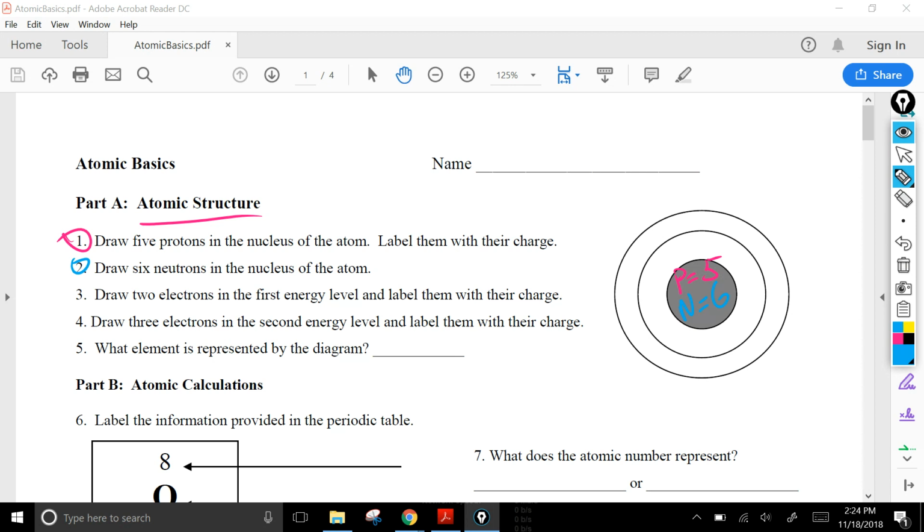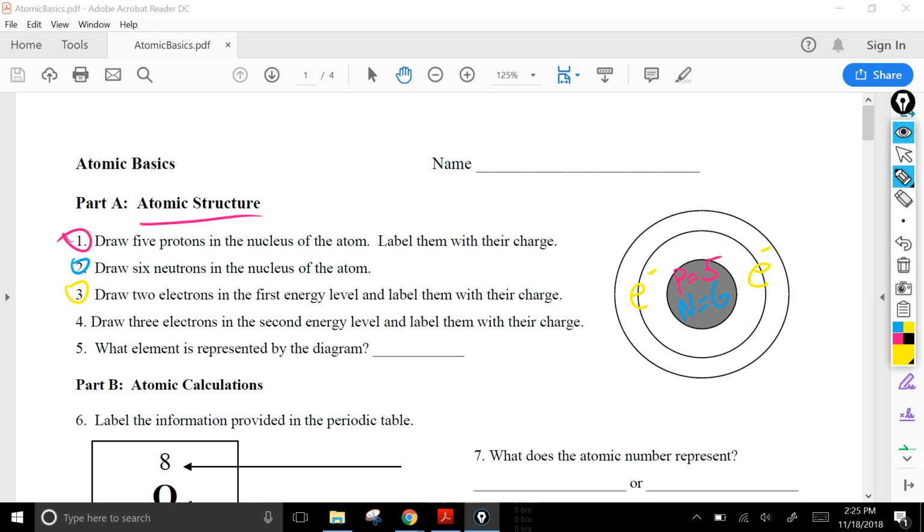And we've got several different types of models you'll be able to draw by Christmas break to represent atoms and pieces of atoms and eventually show bonding and other stuff, reactions happening. So the way we're going to represent the things in the nucleus, we're going to write P equals 5, N equals 6 for this one. Then it says to draw 2 electrons in the first energy level. And the way this circle is drawn, that's going to be here, but I'm going to show you a little different way to do it later.